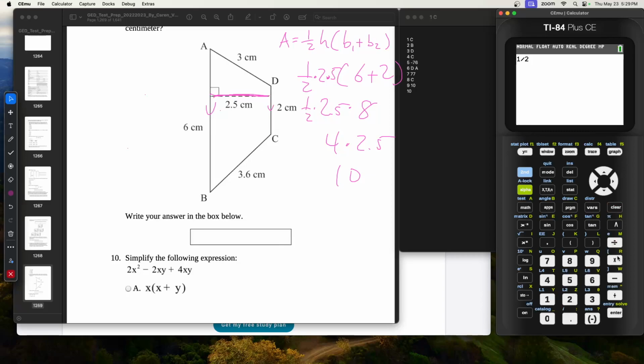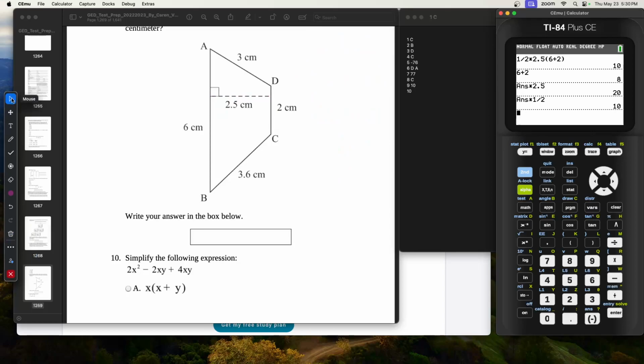1/2 times 2.5, 6 plus 2. All sorts of ways to do this on the calculator, right? Yeah, you can just do 6 plus 2, and then you can do that times 2.5, and then you can also do that times 1/2. Hopefully that makes sense. Yeah, again, if anything doesn't make sense, just stop me, right?